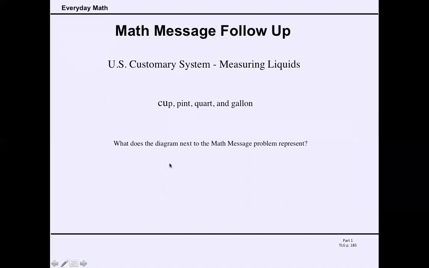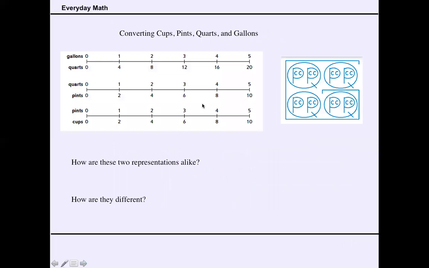So what does the diagram, the big G next to the math message problem, represent? It's showing us that 1 gallon equals 4 quarts, 1 quart equals 2 pints, and 1 pint equals 2 cups. We just went over that. So now we're looking at a measurement scale and our big G. Some people may prefer the big G, like myself. This makes a lot of sense to me.